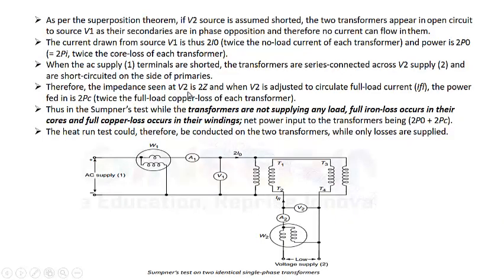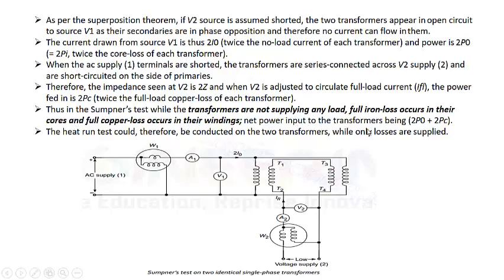Therefore, the impedance seen by V2 is twice R2, and when V2 is adjusted to circulate the full load current, the power fed to the circuit is twice Pc, that is, twice the full load copper loss of each transformer. Thus, in the Sumpner's test, while the transformers are not supplying any load, full iron loss occurs in their cores and full copper loss occurs in their windings.